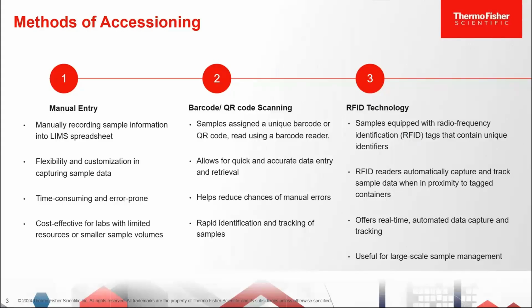So let's take a look at some of the methods that you might be using yourself or that you might be familiar with that different labs are using. So first we have the manual entry. Now this is very common for so many labs that are out there. So manual entry involves recording sample information such as the ID, the date, the description, storage location into a laboratory information management system or LIMS, or a designated sample tracking spreadsheet.